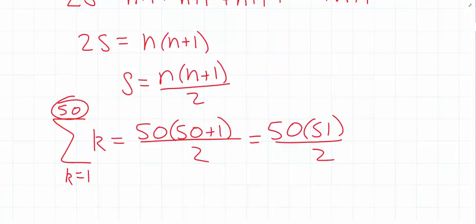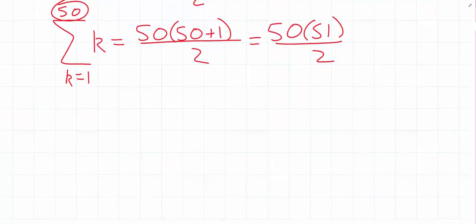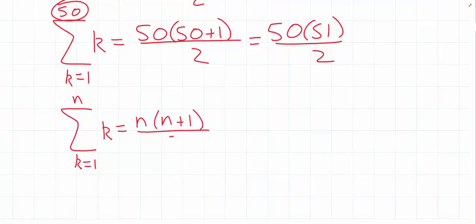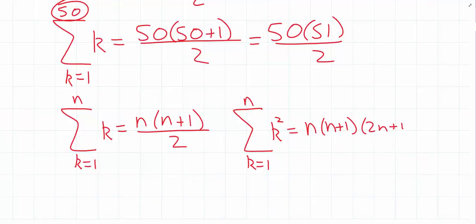Now, here's what we know. We know that if you take the sum as k goes from 1 to n of k, that's n times n plus 1 over 2. We know that. Now, there are some others that I'm just going to give you. We also have other formulas. We've got the sum as k goes from 1 to n of k squared. This is going to be n plus 1, 2n plus 1, over 6.